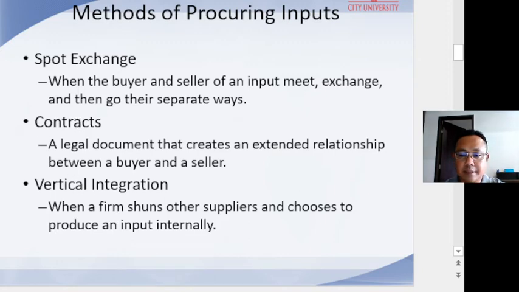And then the second method, okay, is when we acquire input under a contract. So a contract is a legal document. Yeah? So it's a legal formal relationship or legal document that creates an extended relationship between a particular buyer and seller of an input. So it specifies the terms under which they agree to exchange over a given time horizon, say 3 years or 4 years or 5 years.